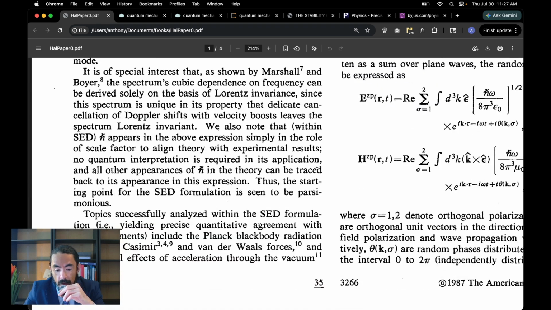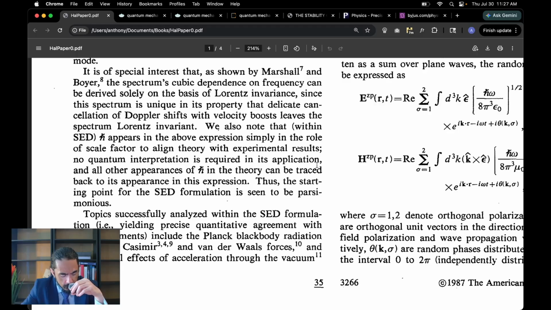Topics successfully analyzed within the SED formulation, that is yielding precise quantitative agreement with QED quantum electrodynamic treatments, include the Planck blackbody radiation spectrum, Casimir and van der Waals forces, and the thermal effects of acceleration through the vacuum. So again, Planck blackbody radiation describes the amount of electromagnetic radiation, that is to say thermal radiation, that a perfect opaque non-reflective object emits in thermal equilibrium at a specific temperature. Go check out my Gray Alien Discusses the Origins of Quantum Theory, the first video, if you want to know more about that.